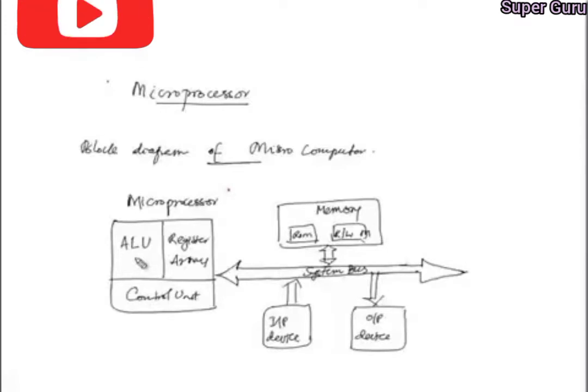Now, what is actually the microprocessor? Practically we are using the 8085. Now the latest versions also have 80286, then 8086, 8088, so many latest versions also came, but basically we are studying the 8085 microprocessor only.